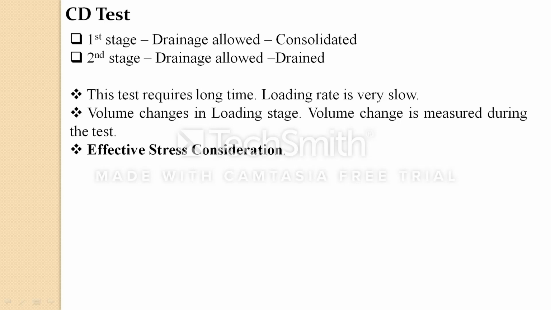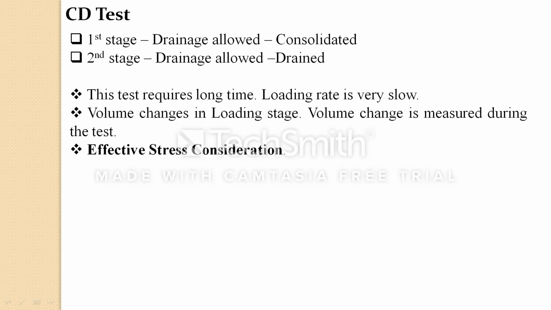In this test, the volume is changing in the loading stage. Why? Because the water is going to be removed, and as the water is removed, the volume will change. So in this particular test, the volume change is going to be measured during the test. And keep one thing in mind, there is no excess water pressure, as the loading rate is quite slow and the drainage is permitted. That's why there is no chance of forming excess water pressure.